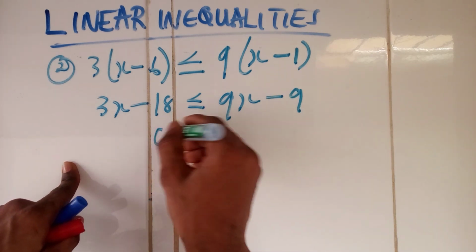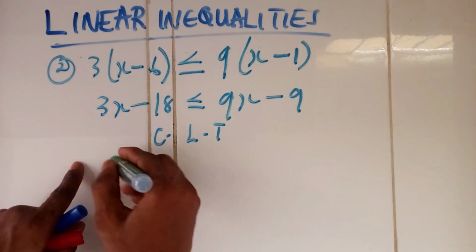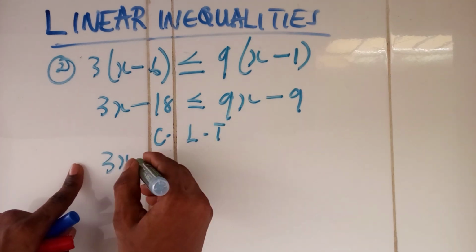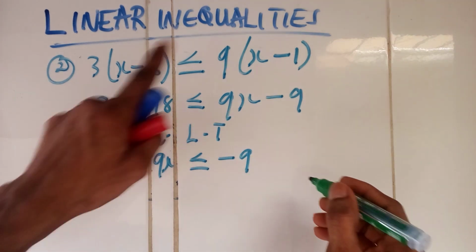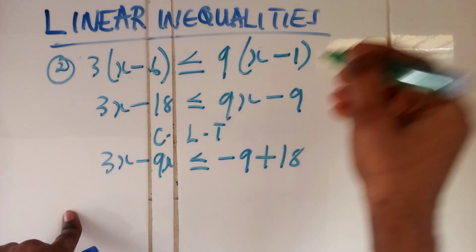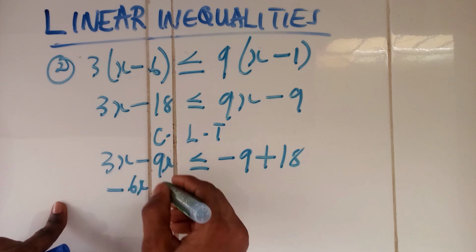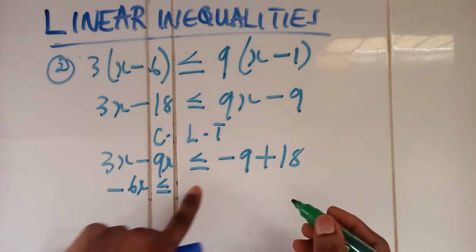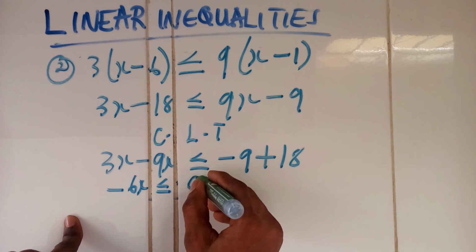So the next thing you want to do is collect the like terms. I am bringing all x to one side. So I have 3x minus 9x less than or equal to negative 9. This negative 18 is coming across as plus 18. So this will simply give me 3x minus 9x is negative 6x, less than or equal to negative 9 plus 18, and that is simply positive 9.